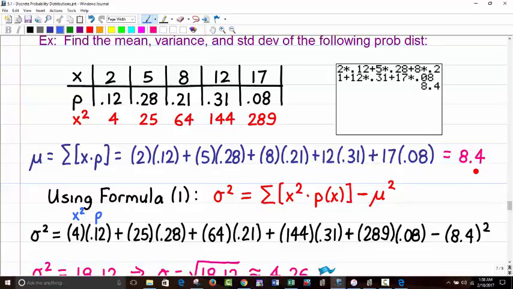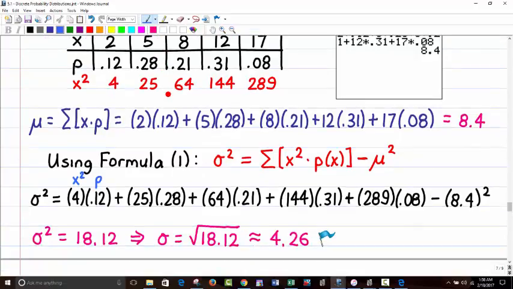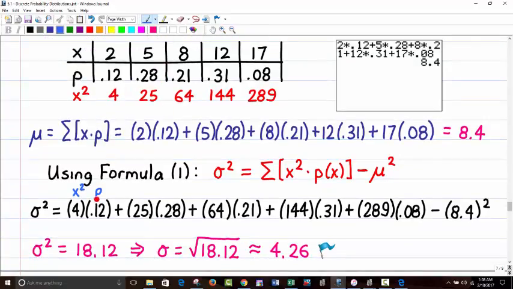And to use that formula that I called number 1 up there, and the one I copied right here, you square each x. So 2 squared is 4, 5 squared 25, 8 squared 64, so forth, so on. You square those, and because now we're going to be multiplying right here, x squared times p. So what I have down here is x squared times p, so it's 4 times 0.2, 25 times 0.28, 64 times 0.21, 144 times 0.31, 289 times 0.08.